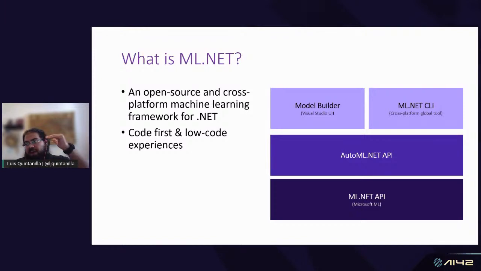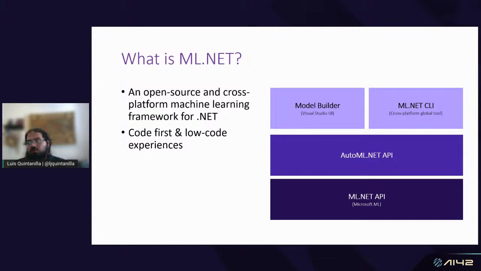A step above that are the AutoML.NET APIs. And AutoML, as the name implies, is automated machine learning. It's that loop that I showed earlier in the training process, where you're getting your data, preparing your data, training a model, and then picking the best model and evaluating it to choose the best one. It automates those iterations. So you don't have to manually try out different algorithms. AutoML will automatically do that for you.